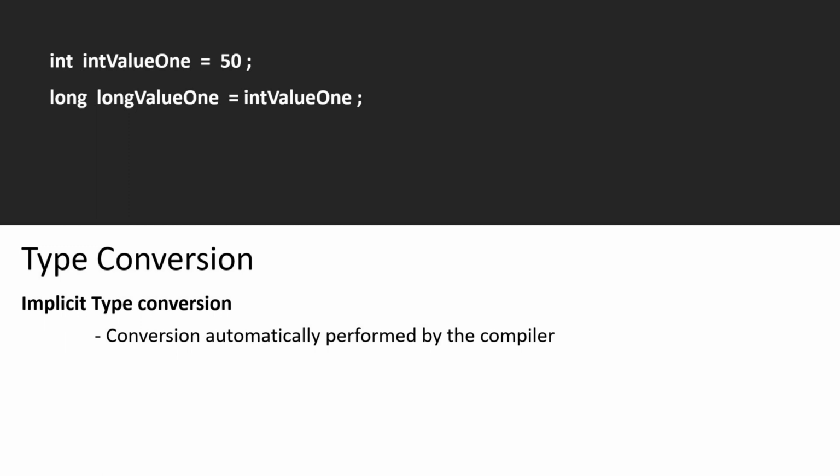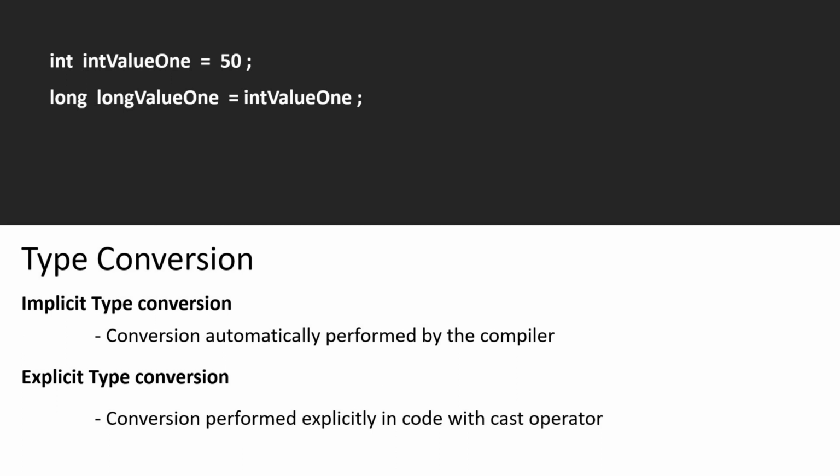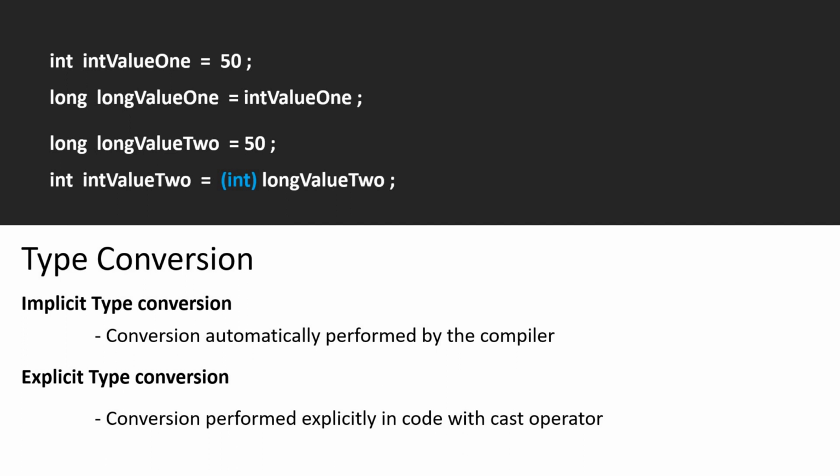Now, we also have what we call explicit conversions. And explicit conversions are where we tell the compiler specifically what conversion we want to have occur. We do that using what's called the cast operator. So I have a long variable as I have here, and then I assign that over to an int. You'll notice that next to the long variable, I have the word int in parentheses. That's the cast operator. So I'm explicitly converting this long to an int using that cast operator.